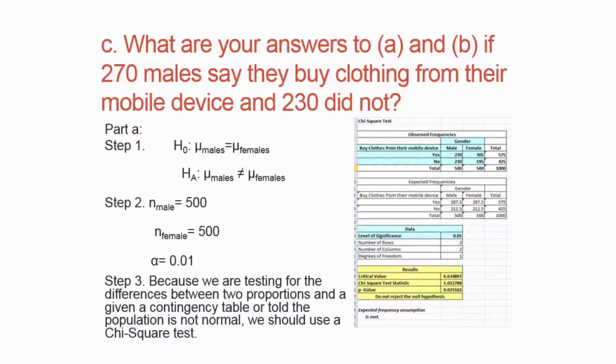All right, so we go through our 6 steps again. Proportion of, that says pi, which is not correct. Proportion of males is equal to the proportion of females, and the alternative is those proportions are not the same. So N1 for males is 500, and for females is 500. Alpha is 0.01, that's step 2. We're still looking for the difference in 2 proportions, and we have a contingency table, and the population is not normal, so we're going to use chi-squared.